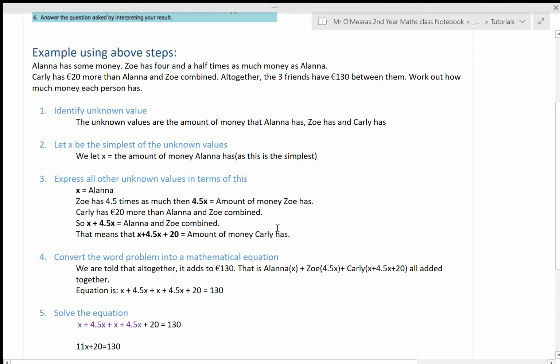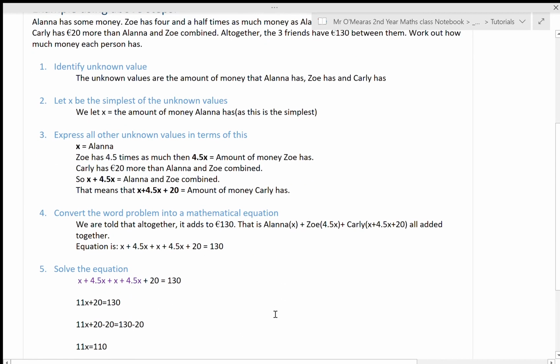So basically we take Alana plus Zoe plus Carly and add them together. So Alana is X, plus 4.5x, which is how much Zoe has, plus X plus 4.5x plus 20, which is what we decided is the amount Carly has. So we add all of those together. Then we have step 5, so we're solving the equation. So the first step there is you're going to add like terms. So we have X plus 4.5x plus X plus 4.5x.